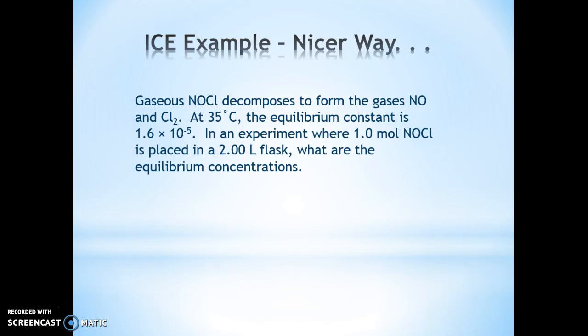So gaseous NaCl decomposes to form gaseous NO and Cl2. At 35 degrees Celsius, the equilibrium constant is 6.1 times 10 to the negative fifth. Notice that number is very, very small. In an experiment where 1 mole of NaCl is placed in a 2-liter flask, what are the equilibrium concentrations? So we see 1 mole in a 2-liter flask. Everybody got that so far? All right, so what's the first step?